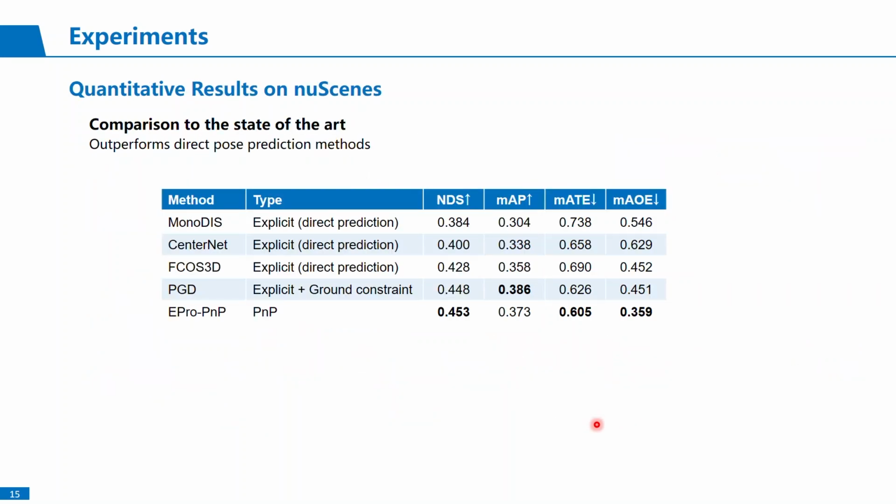The resulting network not only surpasses the FCOS3D baseline, but also outperforms the state-of-the-art at the time of submission. It should be noted that none of these competitors have tried the PnP method before, since end-to-end training is very important on such a large dataset. Therefore, it can be concluded that EPro-PnP combines the best of both the implicit and the explicit methods.